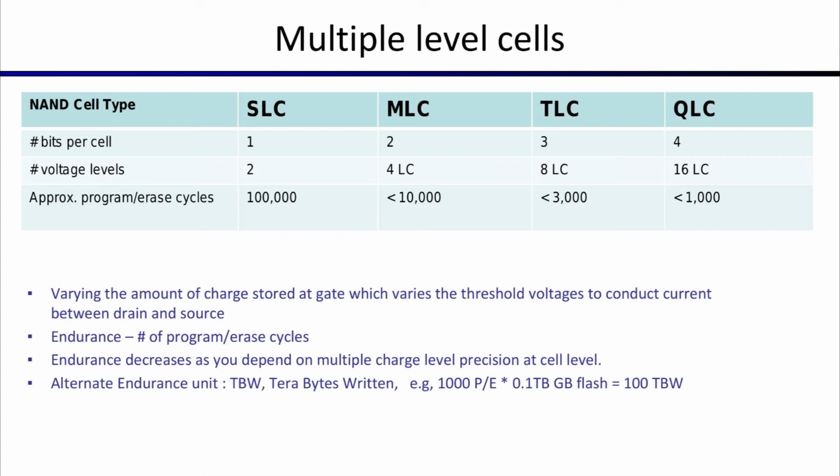The prominent reason I think these alternate units have come in place is because with higher density storage and capacity, the program erase cycles were going down. So instead of having a bad metric, the other metrics seemed nicer. Like it's nicer to say 1,000 terabytes written than to say, oh, I only have 1,000 program erase cycles.